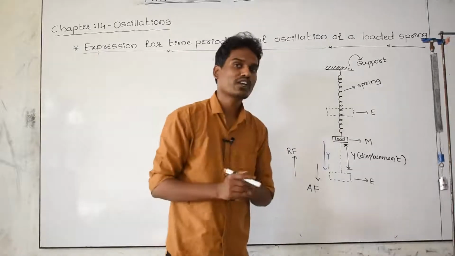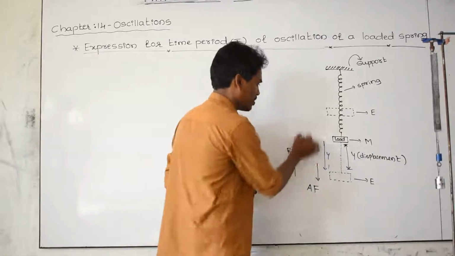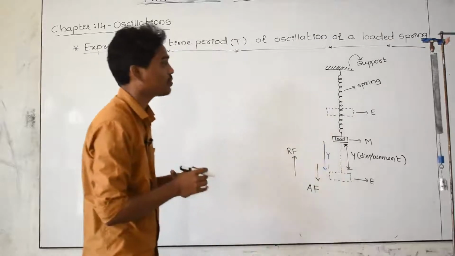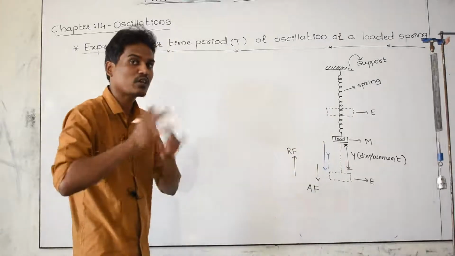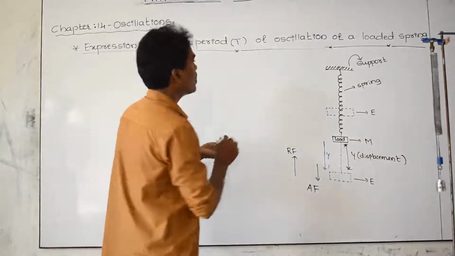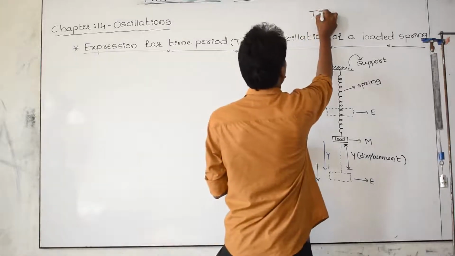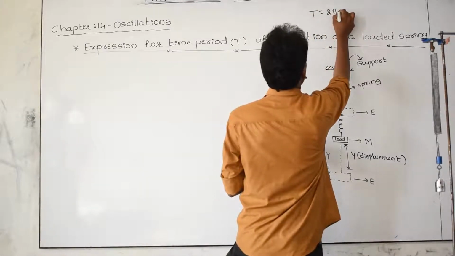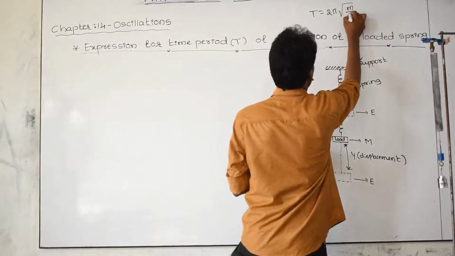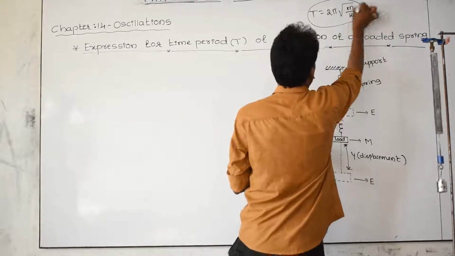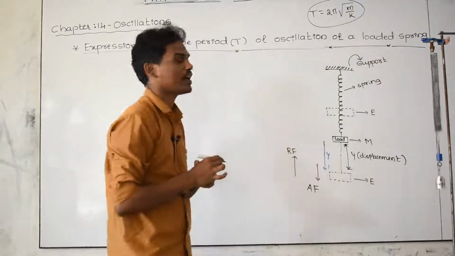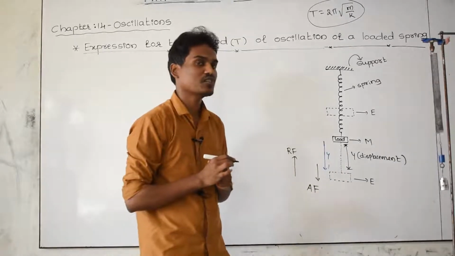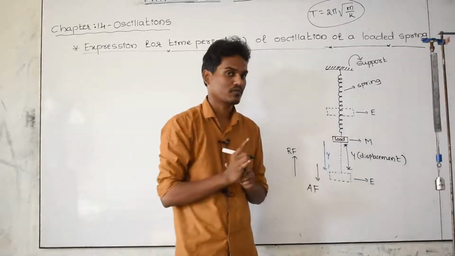In order to complete one cycle, what is the time taken by the body? How to calculate that one? There is a formula. That formula is T equal to 2 pi root of m divided by k. By using this formula, we have to find out the time taken by the object to complete one cycle.